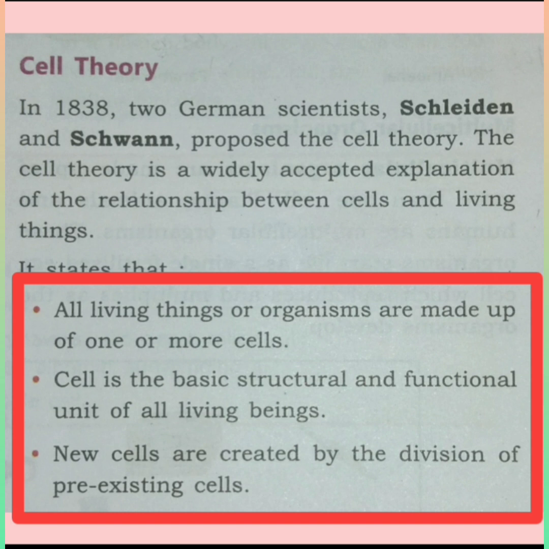All living things or all organisms are made up of one or more cells. One-celled organisms are called unicellular and those with more than one cell are called multicellular. Secondly, the cell is the basic structural and functional unit of all living beings. Third, new cells are created by division of pre-existing cells.